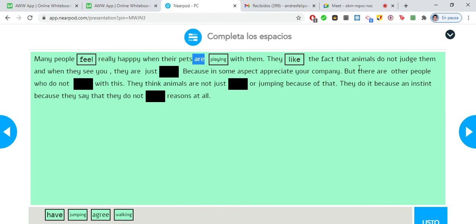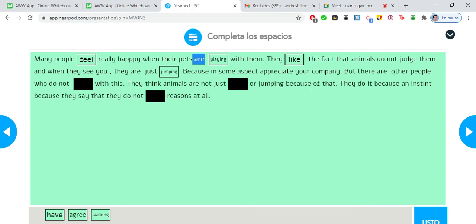They like the fact that animals do not judge them, and when they see you, they are just jumping. Is an active verb. They are just jumping because in some aspect they appreciate your company. Okay, they are just jumping. I mean the pets are jumping. Jumping is saltar, saltando is an active verb because it's an action that you can see.